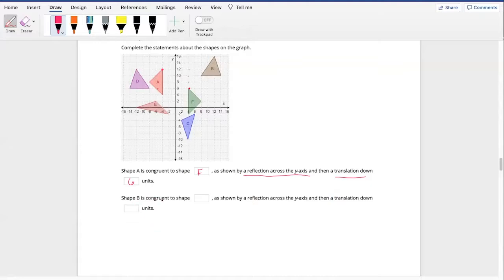The next one, shape B is congruent to which shape? So this one, by a reflection across the y-axis. So if I were to flip it over here, kind of like the mirror image, it looks like this one's a mirror image. And then down, so that B and D look like the reflections and then it's shifted down. So D, how many though? So again, we're at the top here. How many down did I have to go? And again, we're going by 2, so 2, 4.